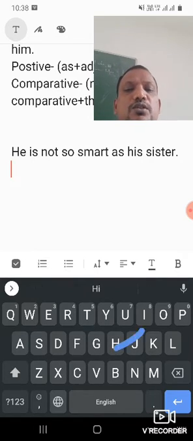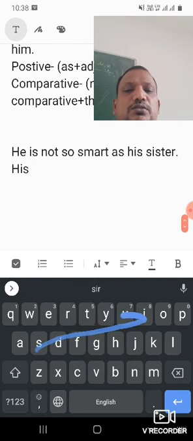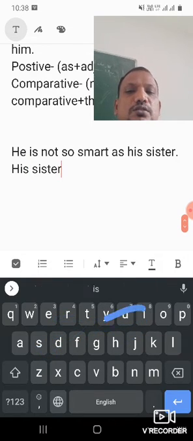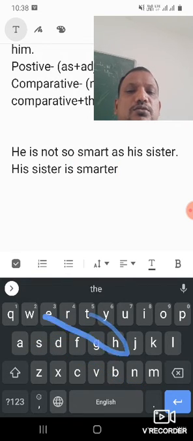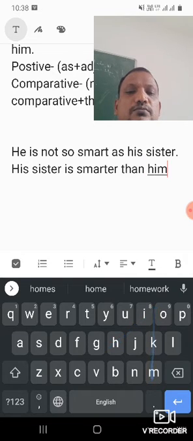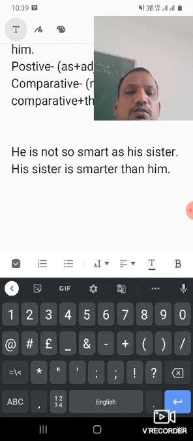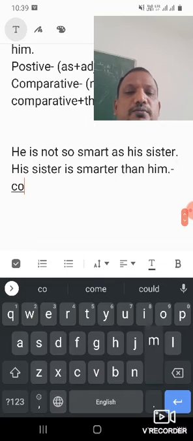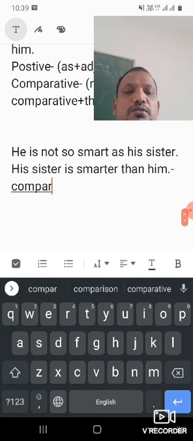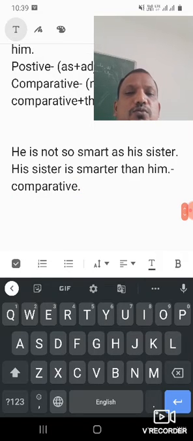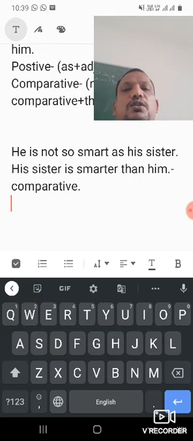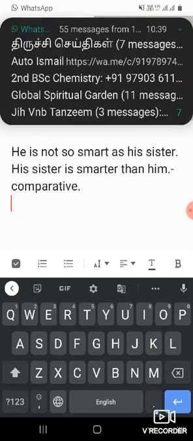So the answer will be: his sister is smarter than him. So this is the comparative degree, right? In this way we have to frame comparative and positive accordingly by seeing the type.